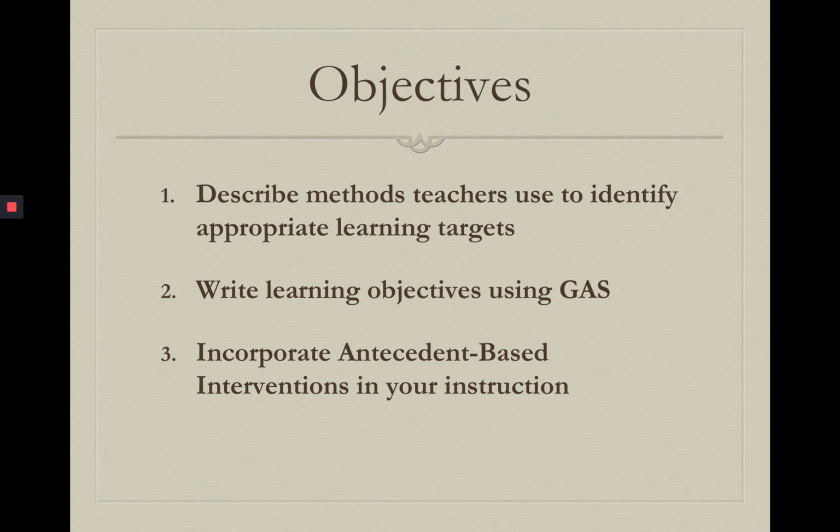All right, so as always, I've identified 3 objectives that I would like us to achieve by the end of this week's activities. The first is that you will be able to describe several methods that teachers can use to identify appropriate learning targets in their classrooms. Second, that you'll be able to take one of those targets, write a learning objective, and use this goal attainment scaling process to monitor the extent to which your instruction is effective.